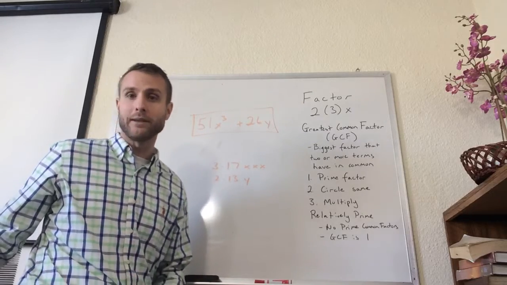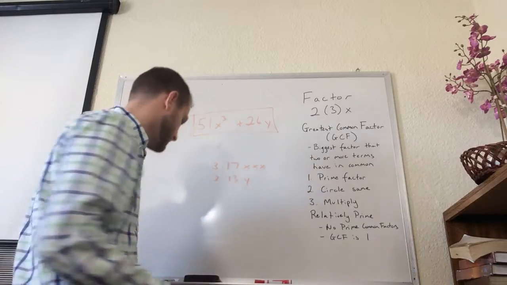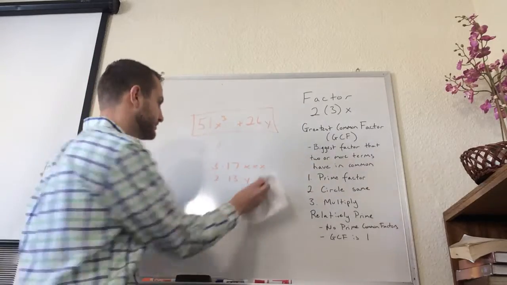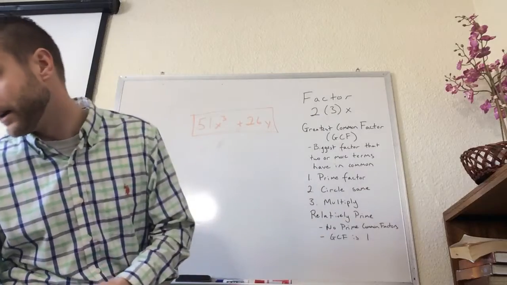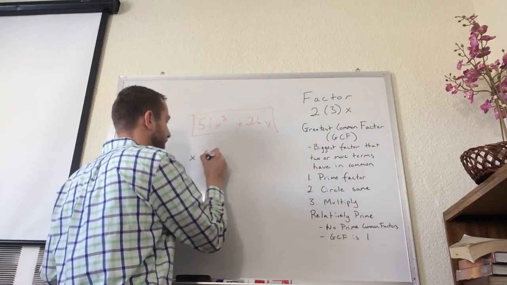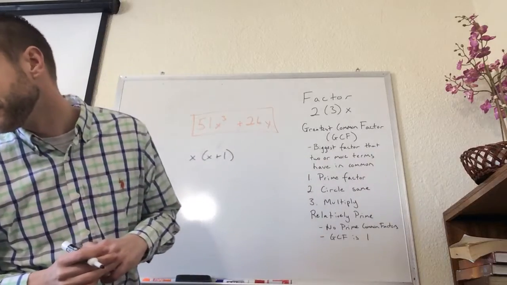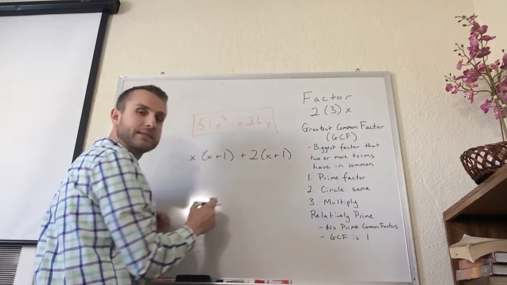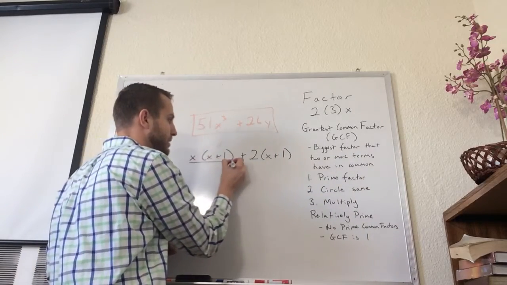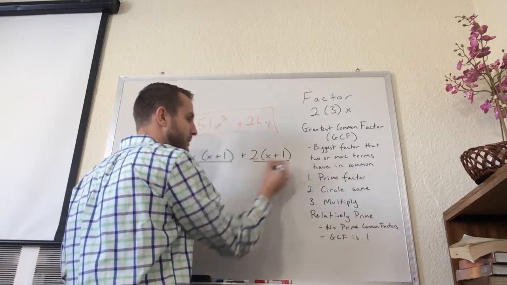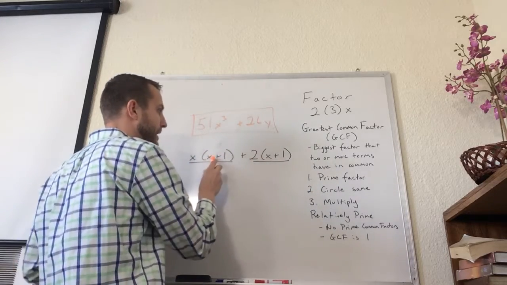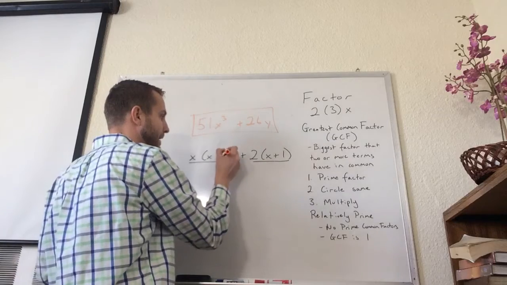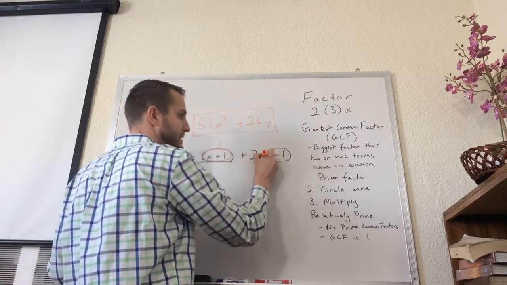Now, sometimes you will have a greatest common factor that is actually a binomial. So let me give you, to finish off, one last example of how this would look. So I have x plus 1, plus 2x plus 1. Notice that both of these terms, this is one term, because this is all being multiplied, and this is one term. Both of these terms have x plus 1. So since they both have x plus 1, I'm going to factor out that whole phrase, x plus 1.